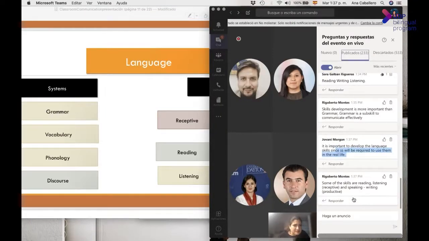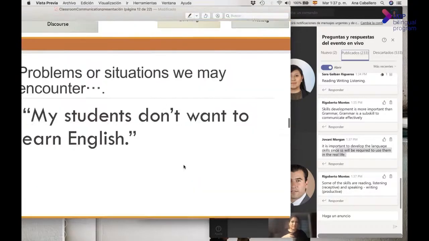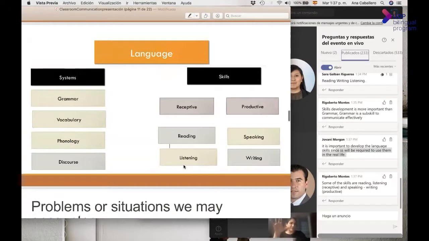Exactly. But in order to learn, in order to develop skills, we need to have these tools. So let's see our systems as the base of the skills development. Maybe later, not later today, but we can have a whole workshop about skills development and systems and how they relate to each other.